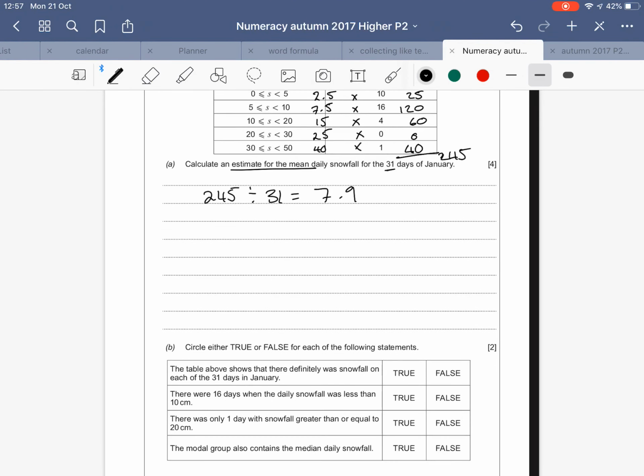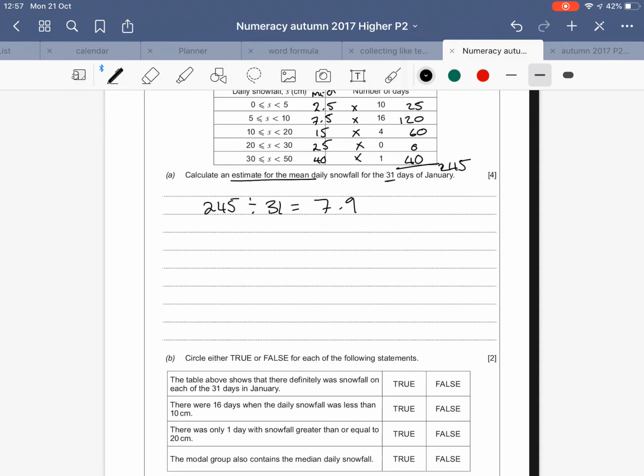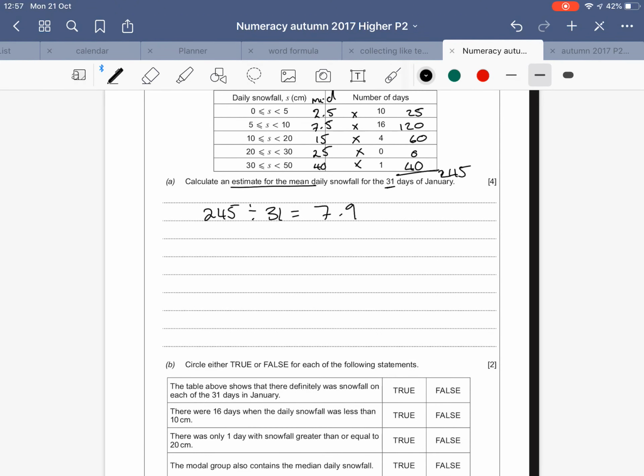So circle either true or false. The table above shows there's definitely snowfall on 31 days in January. Well, no, because 10 days was between 0 and 5, so those could have all been 0. None could have been 0. It's not quite clear, so we can't say that's definite.